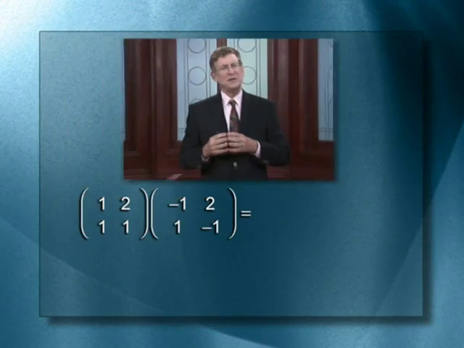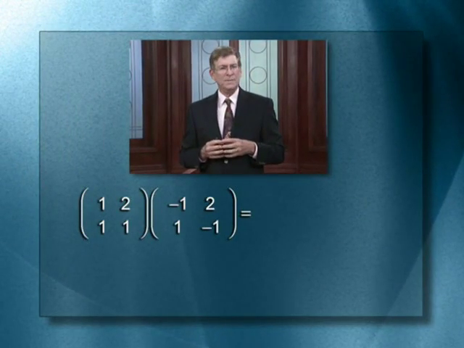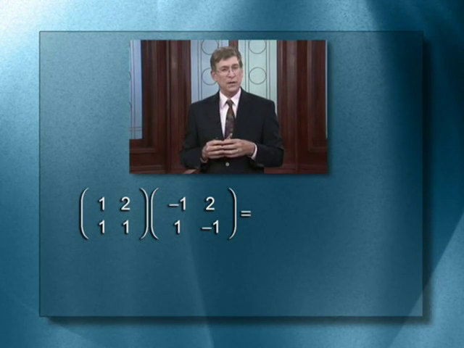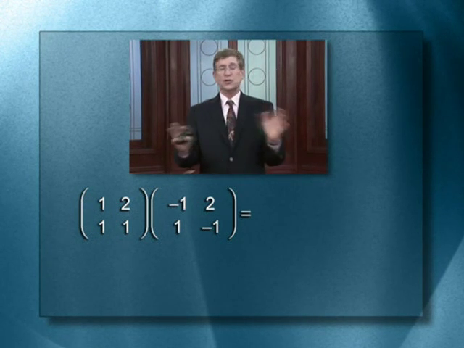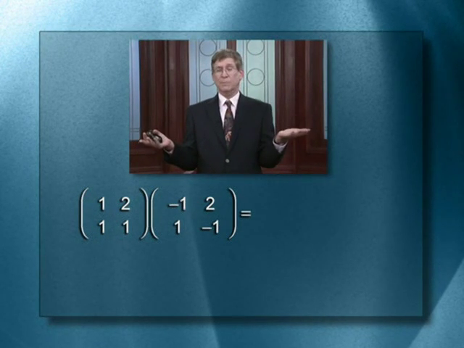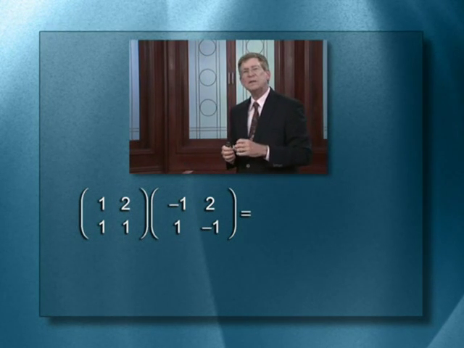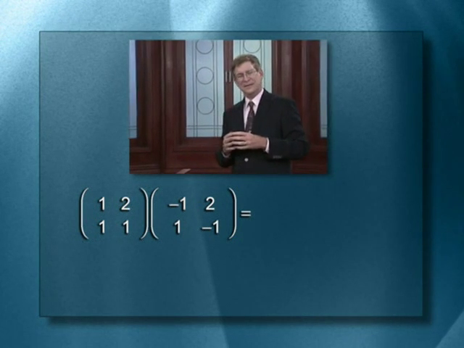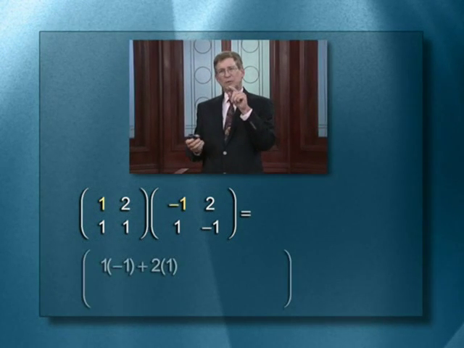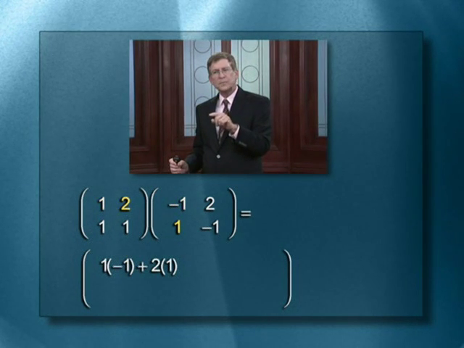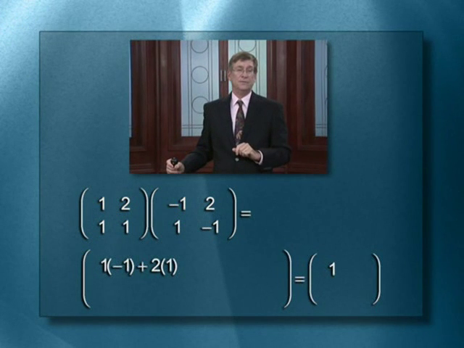All right, I promised another example. Here's one, and it has an interesting answer. So let's take the matrix 1, 2, 1, 1, and another 2 by 2 matrix, minus 1, 2, 1, minus 1. Each of these is 2 by 2, so it's no problem multiplying them. The middle numbers match, and the answer is also going to be 2 by 2. So can you tell me what the upper left-hand number is? How do you get it? Well, you multiply 1 times minus 1 plus 2 times 1, and that yields 1 in the upper left corner.